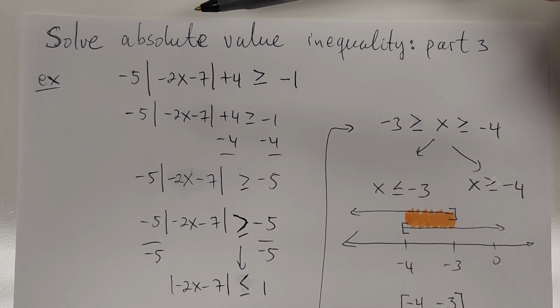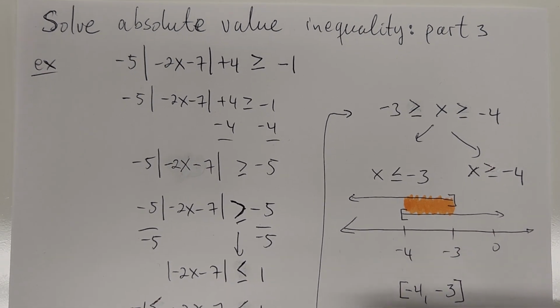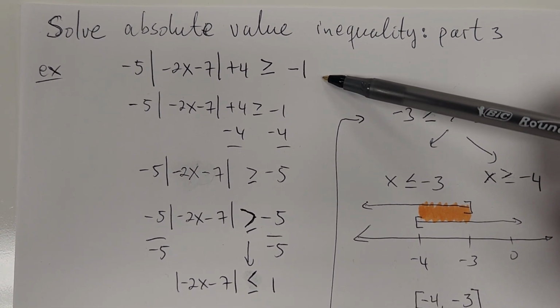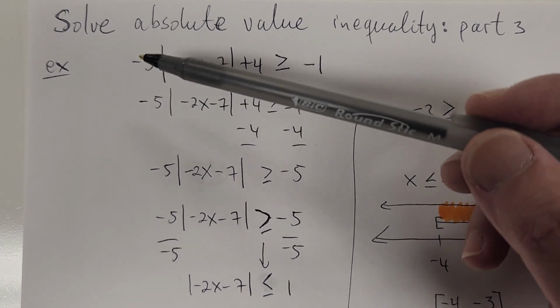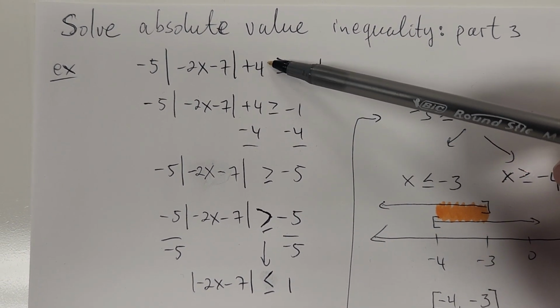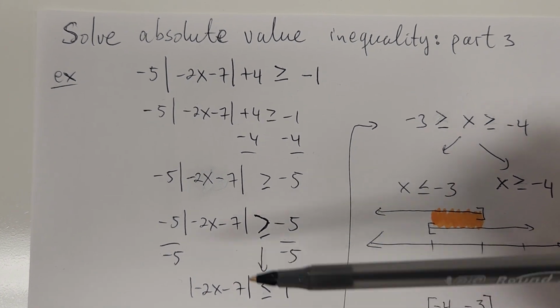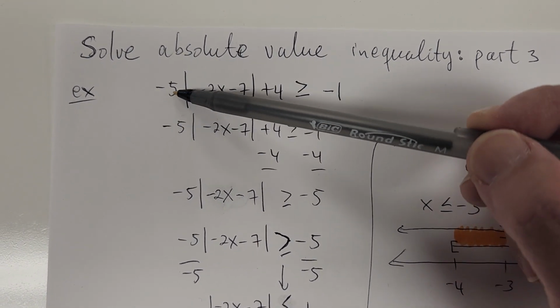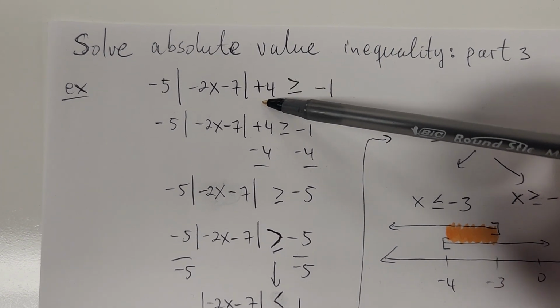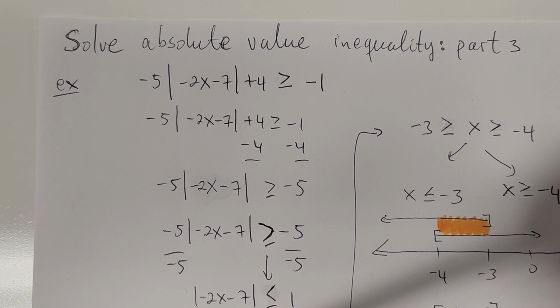This lesson is Solve Absolute Value Inequality Part 3. Here I have an example. Make sure that there is nothing here and also nothing here. Then you can drop the absolute value. One more time, make sure there's nothing here and also nothing here. Then you can drop the absolute value.